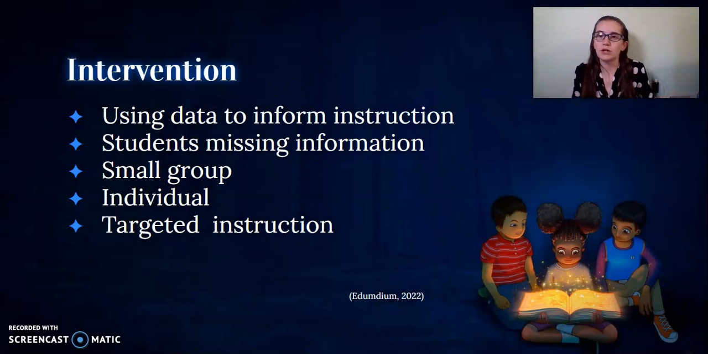We also use intervention. We do this to inform our instruction as well. Intervention is a little different than remediation. Where remediation, we're doing a reteach, intervention is where there is missing information. A student might have missed a standard from the year before. They might have a disability and they need that extra support. So we look at it and we do small groups and individuals with targeted instruction.